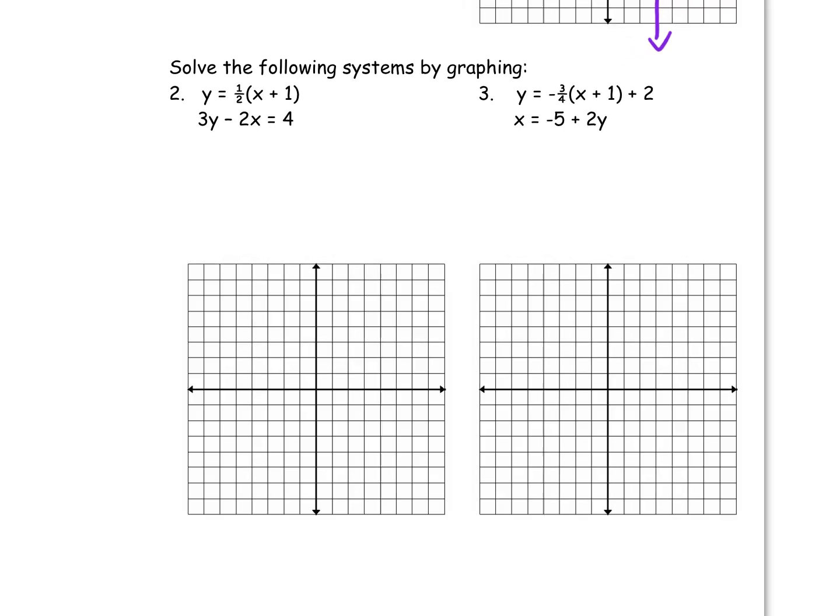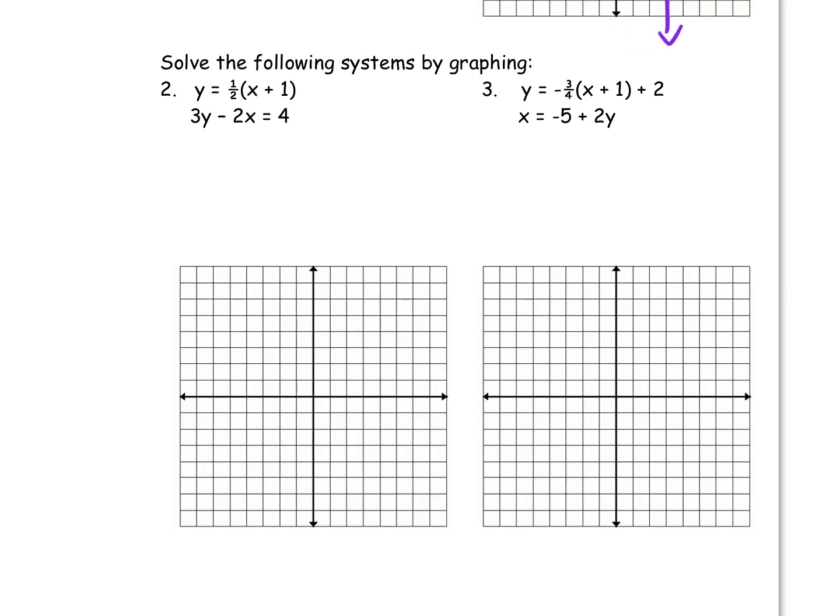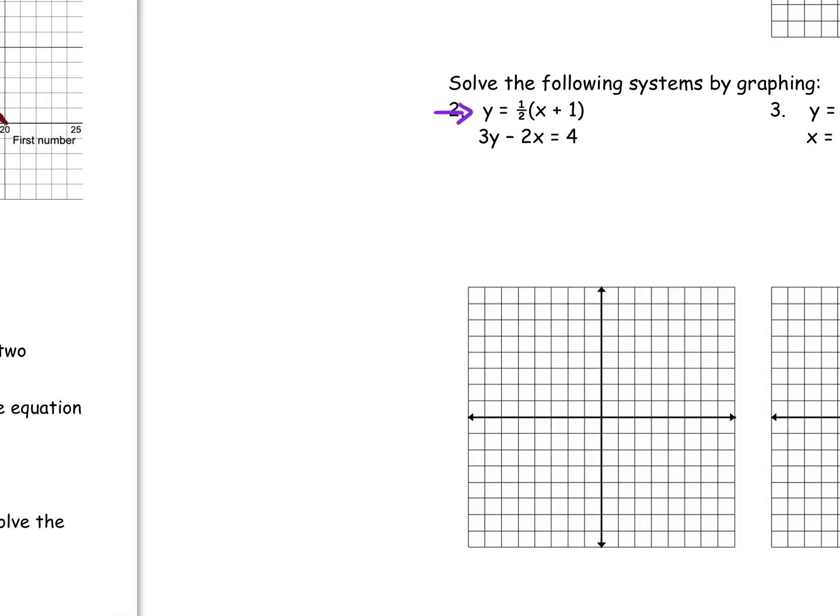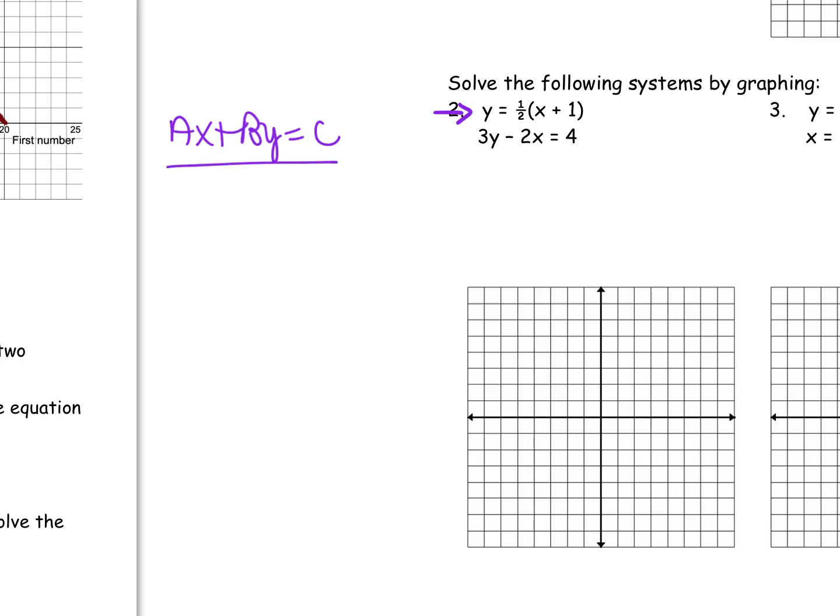Okay, so now we've got to do the same thing. Let's look at these. We're going to graph them first, and then follow up by solving them. When you look at this first one right here, is this in slope-intercept, HK, or standard form, which is what you're used to it being called, AX plus BY equals C? But as we're approaching college, I want you to understand this is actually called general form, okay?